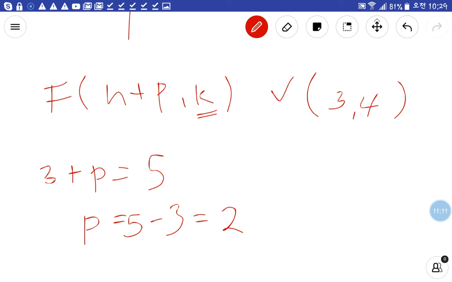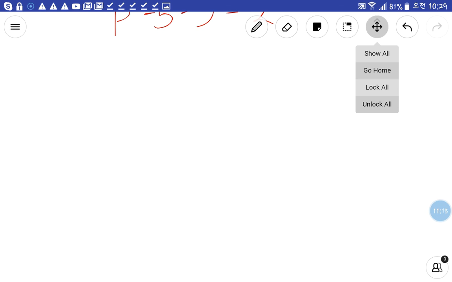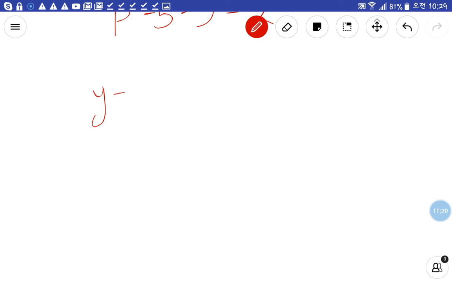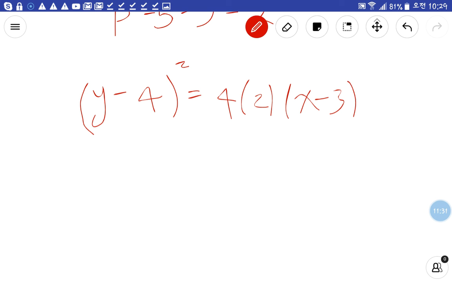Now after that, you plug everything into the formula. So I have y minus, what's my k, guys? 4. Everything squared equals 4 times p, which is 2, times (x minus 3). Simplify one more time: (y minus 4) squared. Please do not expand anything. 4 times 2 is 8, and (x minus 3). That is our answer.